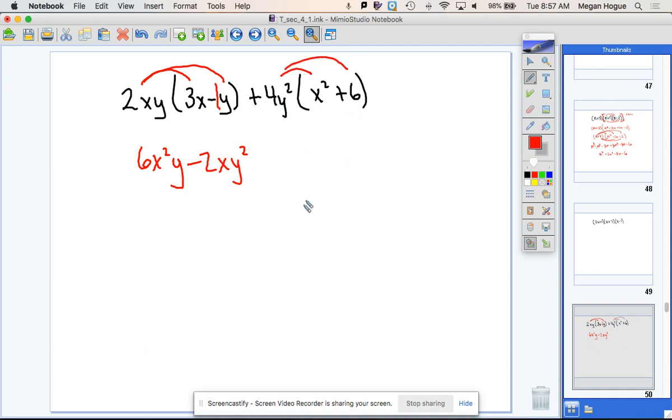Emery, can you tell me what I get when I distribute here? 4x squared y squared plus 24y squared. Good. 4x squared y squared, then here we get 24y squared. As soon as we get to these problems that have multiple variables, if you get it out of order, it's okay. But what we like to see is us pick one variable and get it in order from that variable.